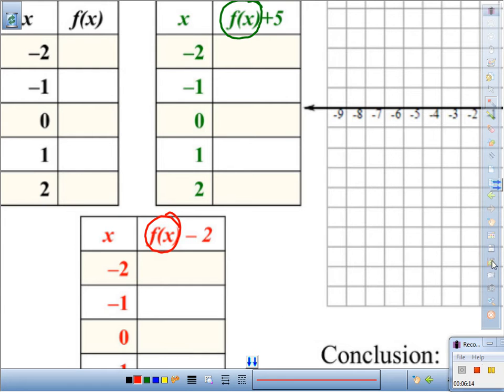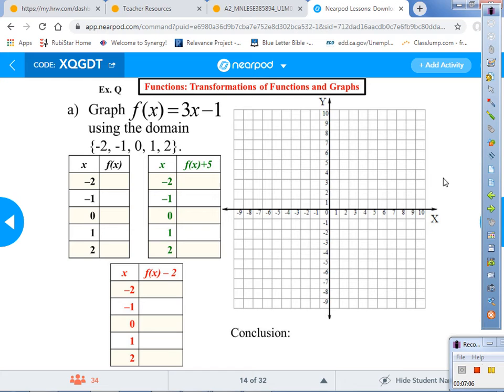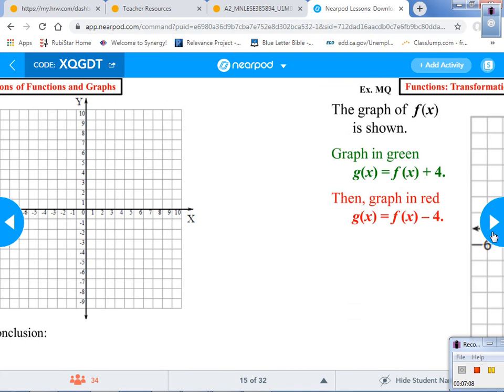So, Jasmine, what does the positive number do to the f of x? It increases or it moves which way? It moves up. Hands if you agree with that? Yes? And whenever we have a subtraction, it moves what? Down. So you take that whole function, whatever it looks like, and you move it like that.